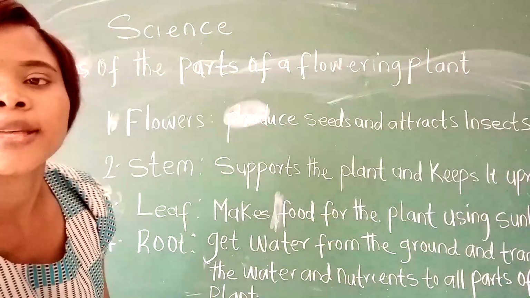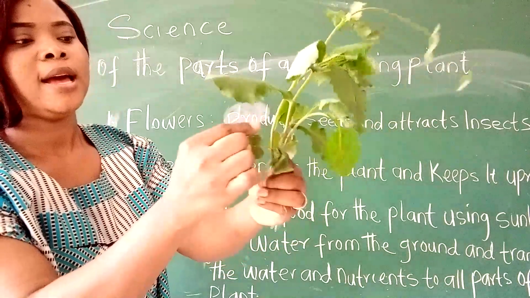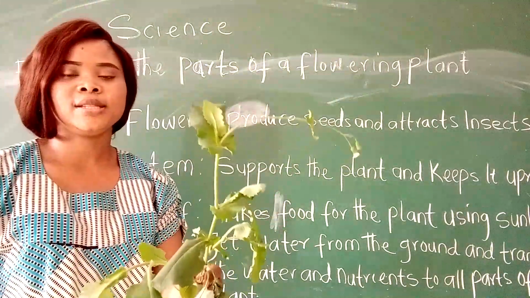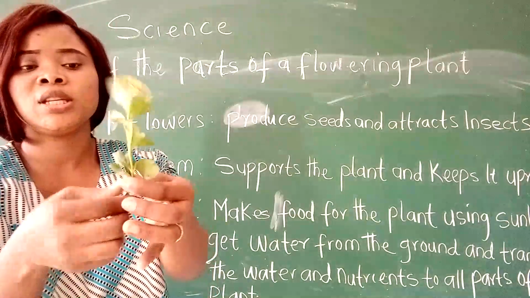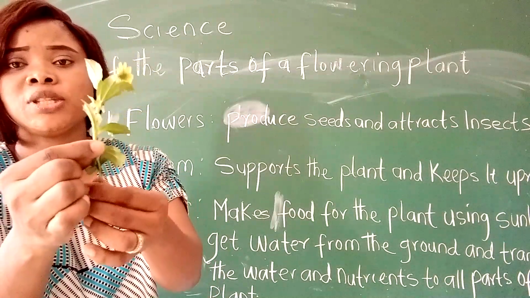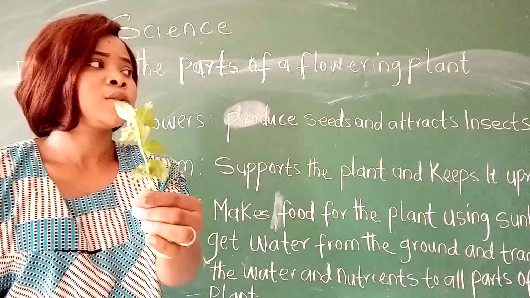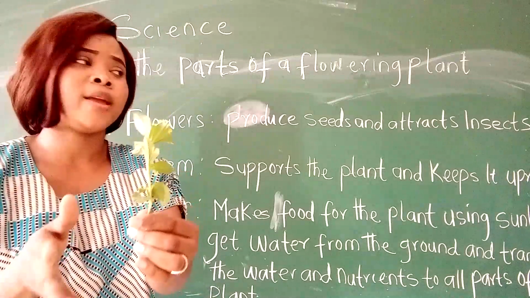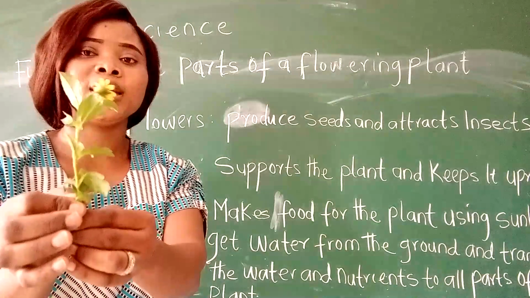So which ones are the stems? These are the stems. You see this plant, you see the way this plant is standing? It is the stem that is supporting it. As the plant is in the ground, the stem helps it to stay this very way. So this is the part that we call the stem.